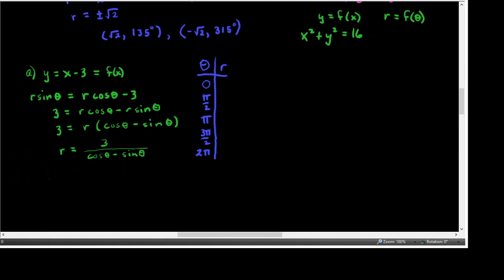Cosine of 0 is 1, minus sine of 0 is 0, 1 minus 0 is 1, 3 divided by 1 is 3. Pi over 2: cosine of pi over 2 is 0, sine of pi over 2 is 1, 0 minus 1 is negative 1, 3 over negative 1 is negative 3. Those are the easiest points in the world. The others will get a little bit more complicated, not terribly, but a little bit more. Okay, cosine of pi is negative 1, sine of pi is 0, negative 1 minus 0 is negative 1, 3 divided by negative 1 is negative 3.